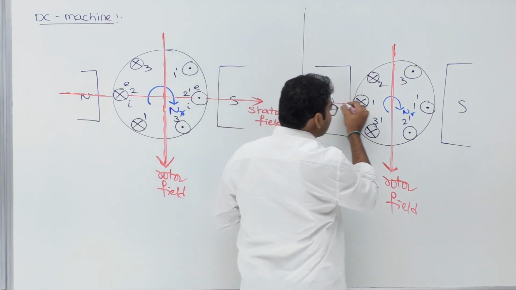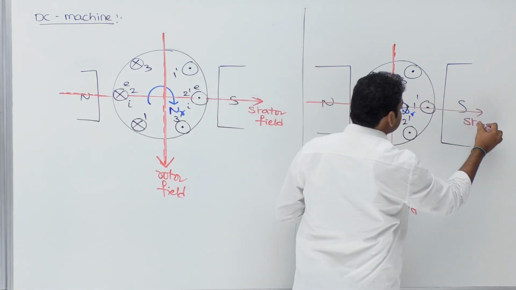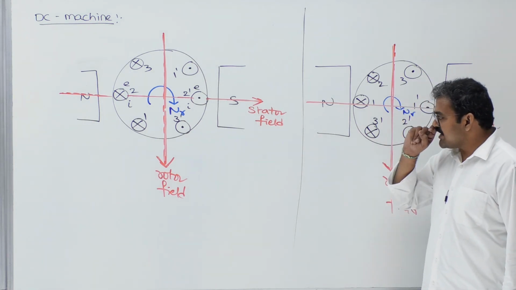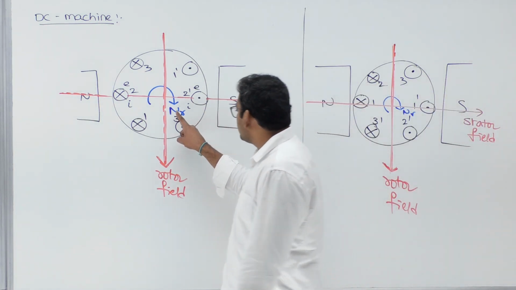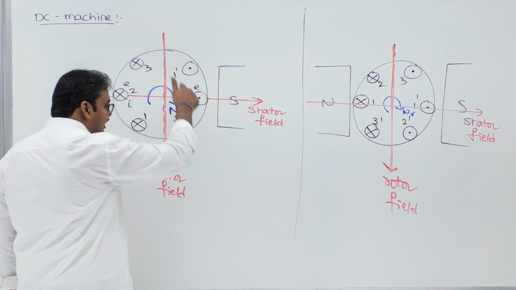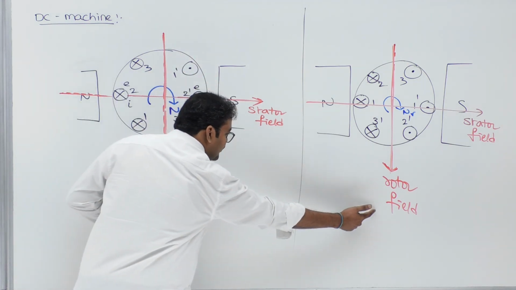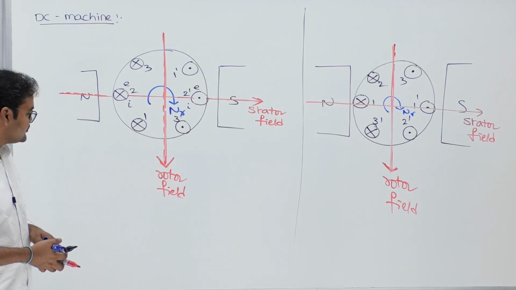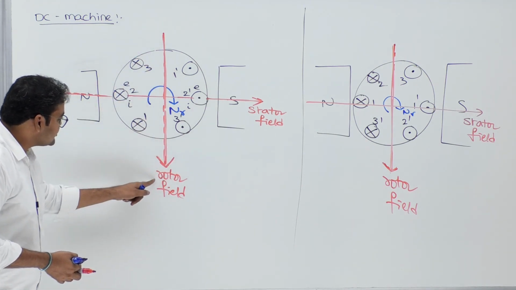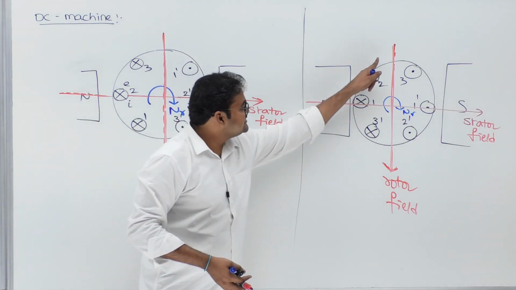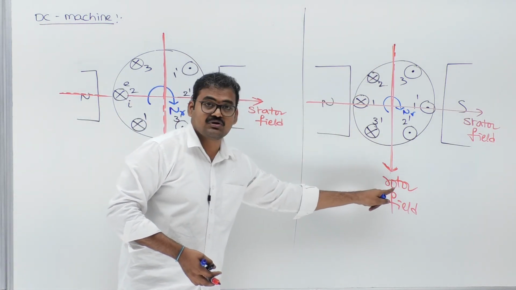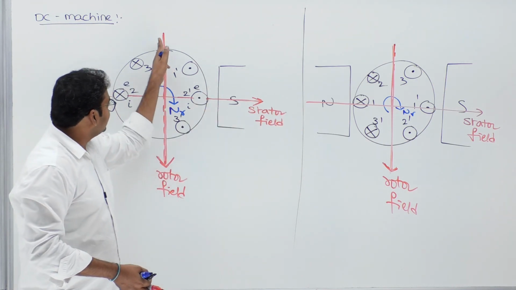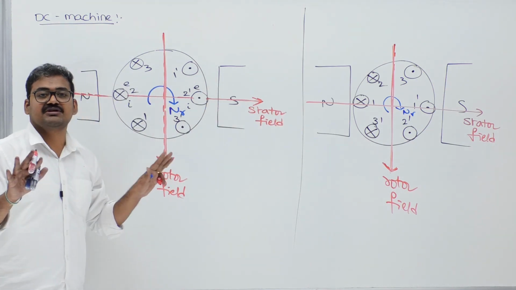The stator field is always from the north pole to the south pole. Therefore, from these two diagrams tell me, even though the rotor conductors are rotating, does the rotor field position change or not? Not changed by an inch also. You see, this is the rotor field position in case number 1 and this is the rotor field position in case number 2. So, even though the rotor is slightly rotated, the rotor field remains stationary.